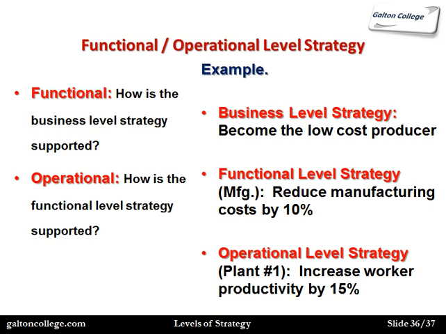And at the operational level, it may be to increase worker productivity by a certain amount, say by 15%. So at the operational level, workers will become more productive, perhaps working on better machinery, working on more automated machinery, machinery with greater flexibility and greater productivity. So the workers are working in a more productive manner with better capital, better layout, better structure. They become more productive. Then manufacturing costs fall and the business level strategy is met.